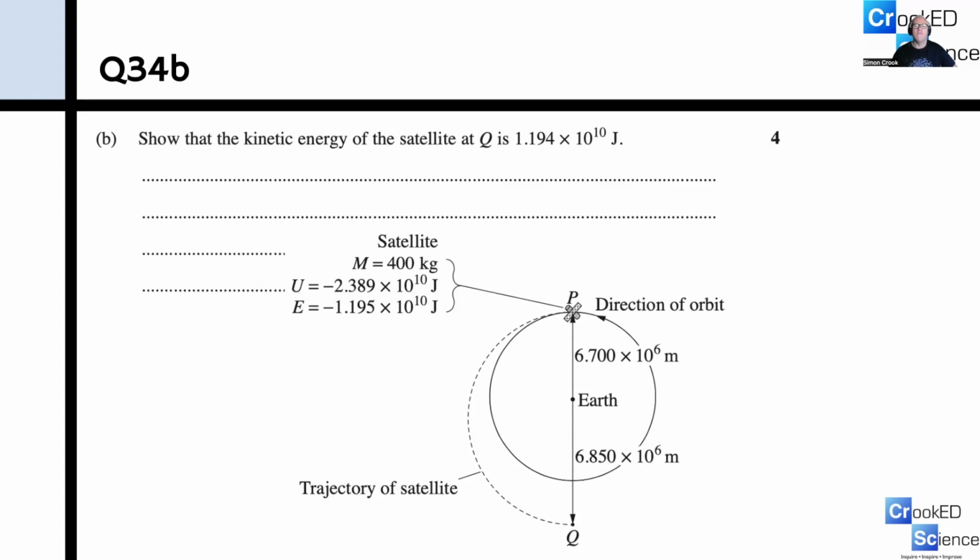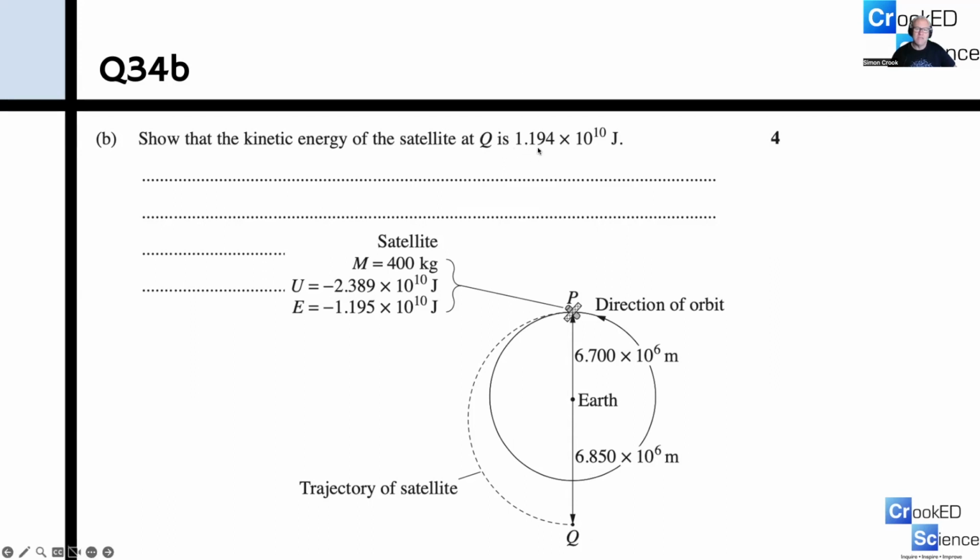Problems, however, arrive in question 34B and also in 34C that we'll look at later. In 34B, we have to show that the kinetic energy of the satellite at Q is 1.194 times 10 to the 10 joules. And that is using the information here, in particular, the distance of Q from Earth, as this value here, 6.850 times 10 to the 6 meters.